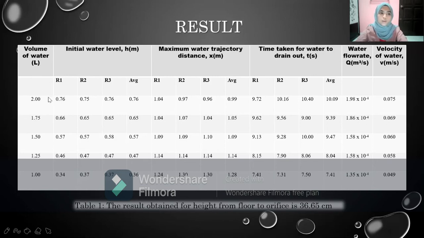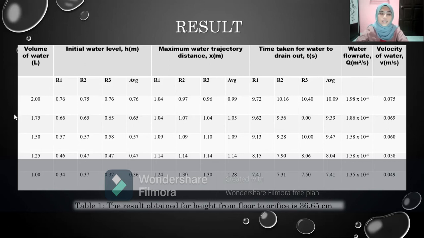When the volume of water is 2, the initial water level is 0.76, the maximum water trajectory distance is 0.99 meter, and the time taken for water to drain out is 10.09 seconds. The water flow rate is 1.98 times 10 to the power of -4 meters cubed per second, and the velocity of water is 0.075 meter per second.